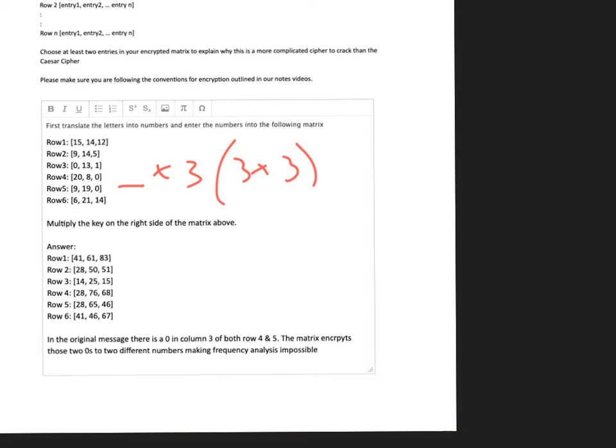Another thing that we could also have addressed is that I have these 2 28s in my answer, and originally they were different numbers. So not only do you have the same number, 0 and 0, going to different numbers, but you have different numbers going to the same number. So that's another possible explanation for why this is more difficult.